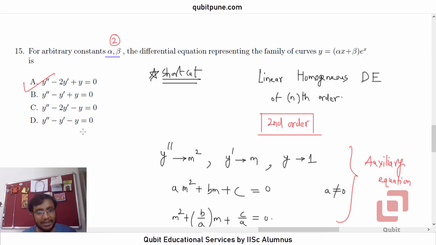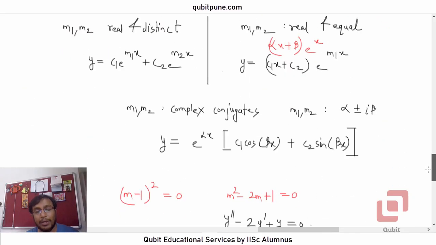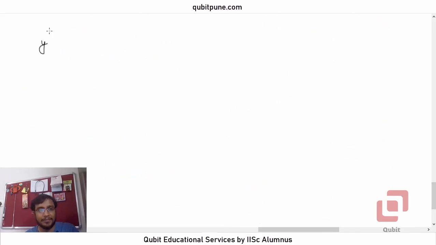I'll show you one of them. You can try the rest. Let's consider C. So it's y double prime minus 2y prime minus y equal to 0. Let's convert it to an auxiliary equation: m squared minus 2m minus 1 equal to 0.